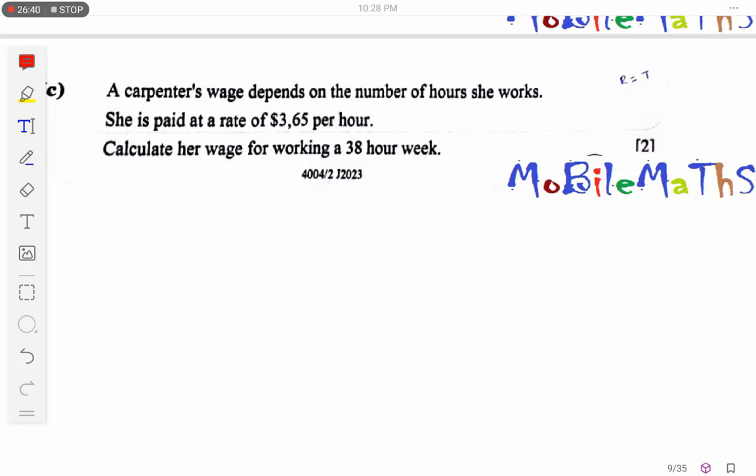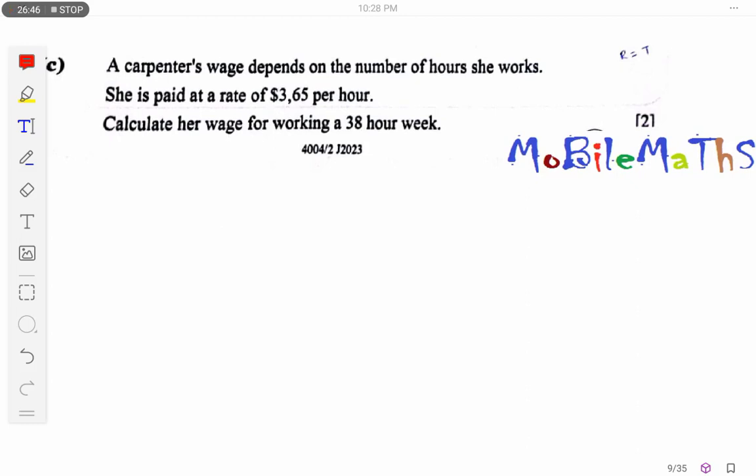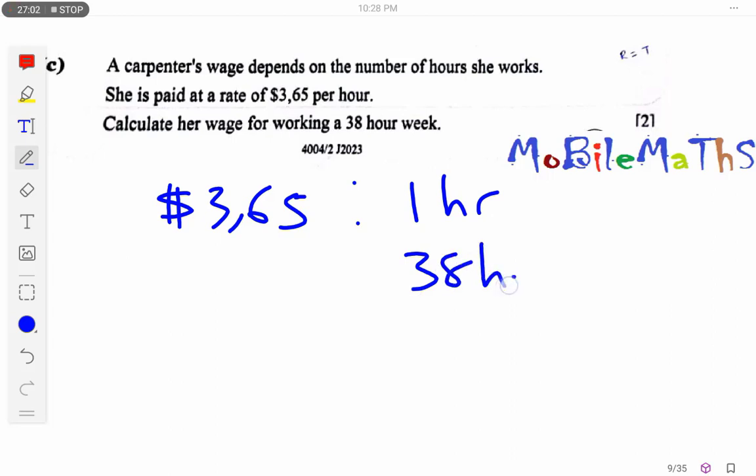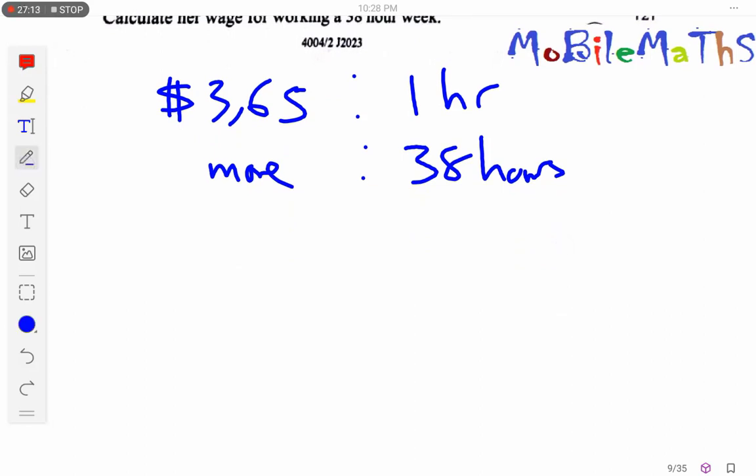They are saying a carpenter's wage depends on the number of hours she works. She is paid at a rate of 3.65 per hour. Calculate the wage for working 38 hours per week. So what it means is this. We are saying 3.65 is to 1 hour. What about 38 hours? It means it's more. When it's more, you take the bigger number on top and then you divide it by the smaller. So it's a ratio, guys. I can say 38 over 1 times the money, which is 3.65.